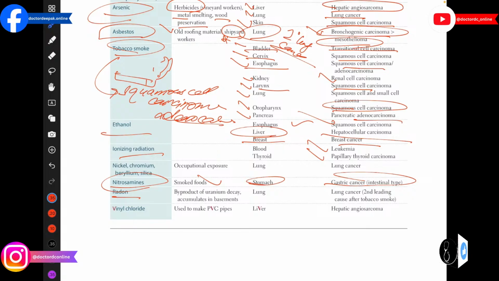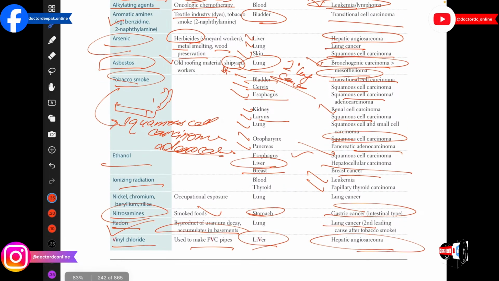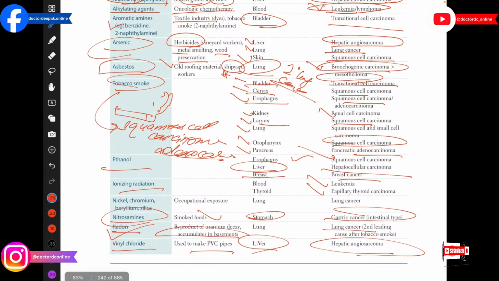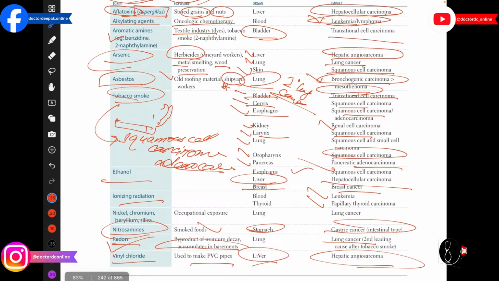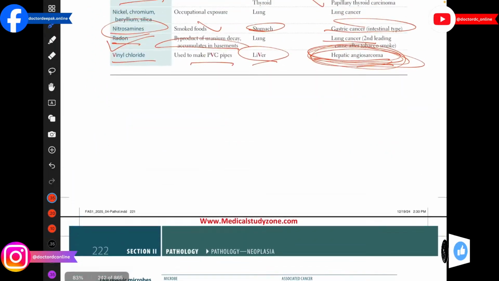This is mostly present in the basement of a house. If you are not smoking but still have the danger of lung cancer, it is because in the basement of your house there is radon radiation that will cause lung cancer. And we know vinyl chloride is present in PVC pipes. It also affects the liver, causing hepatic angiosarcoma. If you notice in this table, we have two causes of hepatic angiosarcoma: one is vinyl chloride and second is arsenic. And that's all about the carcinogens.